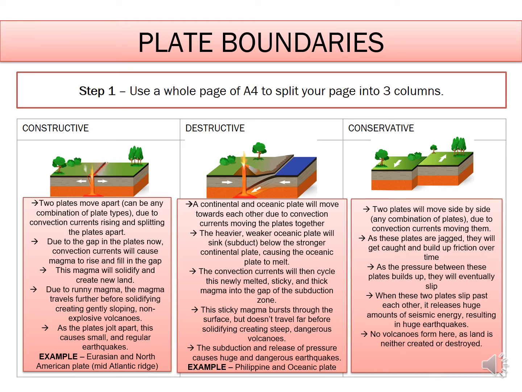There are no volcanoes here because, as you can see, there are no gaps in the land. There is nowhere that magma can seep out. Land is neither created nor destroyed. So there are no volcanoes here, only massive earthquakes. And your example for this plate boundary is the North American and the Pacific plate, the San Andreas fault line.